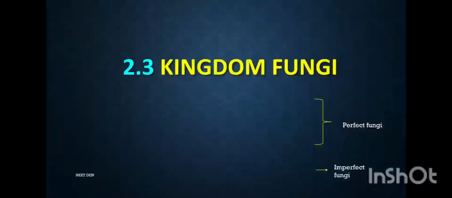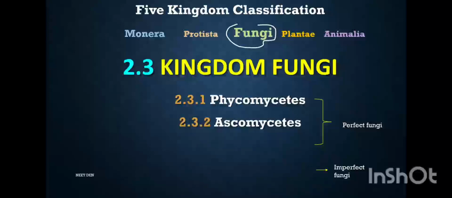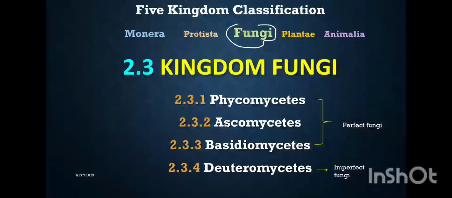So let us move on to part 4, which consists of kingdom Fungi. We are going to study kingdom Fungi under these headings, that is Phycomycetes, Ascomycetes, Basidiomycetes, and Deuteromycetes. Now, the first three are called perfect fungi because they show both sexual as well as asexual mode of reproduction, whereas Deuteromycetes are called imperfect fungi since they show only asexual mode of reproduction.